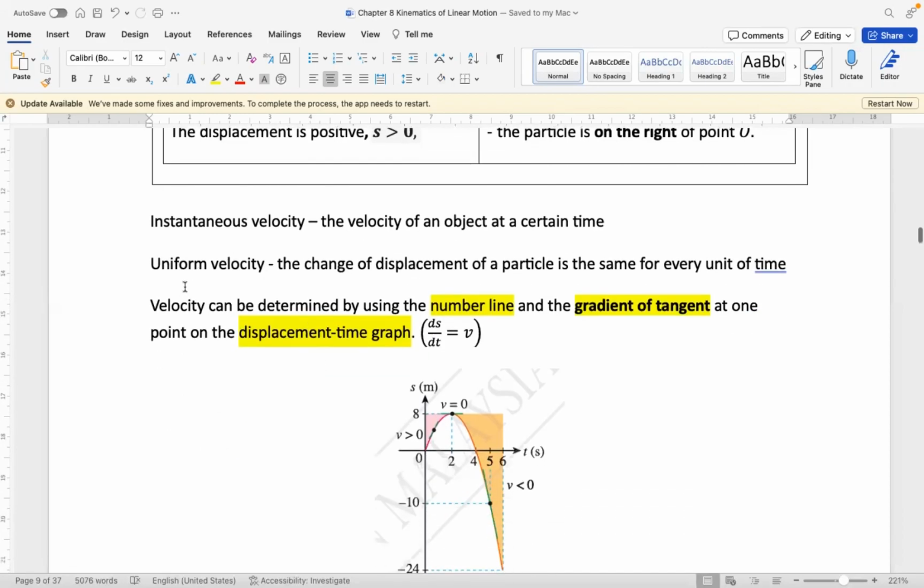Okay, next one. Uniform velocity means the change of displacement of a particle is the same for every unit of time. For example, let's say for every second, the particle moves 2 meters to the right. That means the displacement of this particle is the same for every second, for every unit of time. Then we say the particle has a uniform velocity. When the particle has a uniform velocity, the acceleration is 0. We will learn this later on.